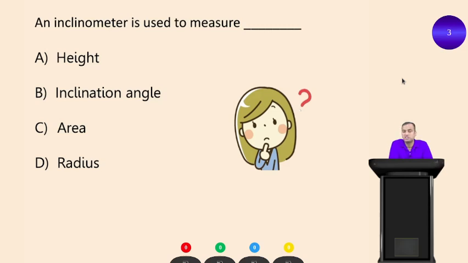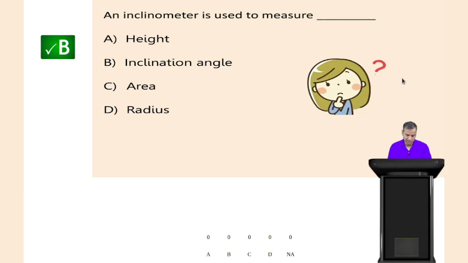Okay students, your time is getting over. Finally the time is over. Okay, so the correct answer is yes, it is B. It measures inclination angle.